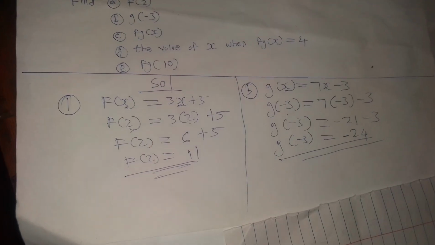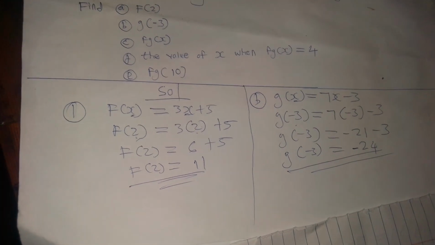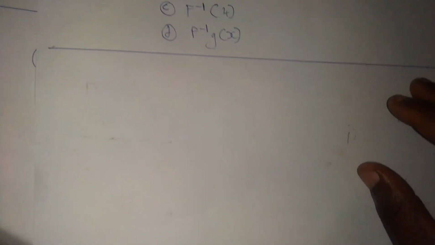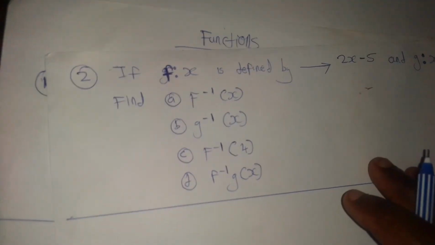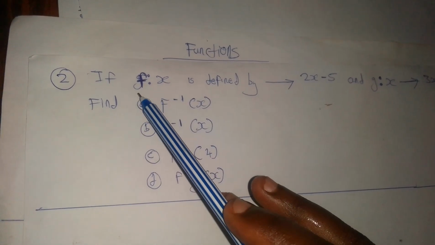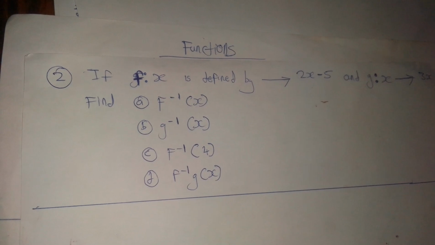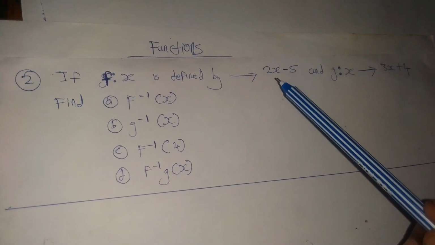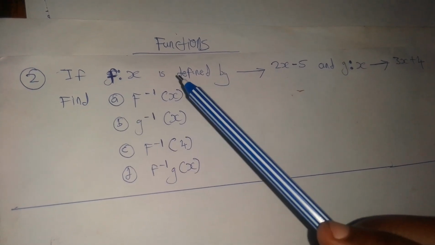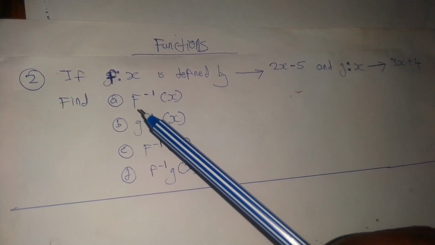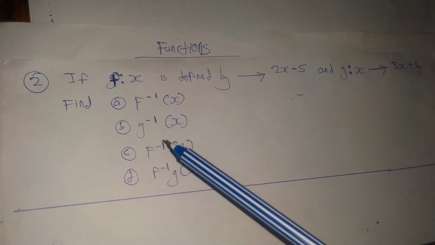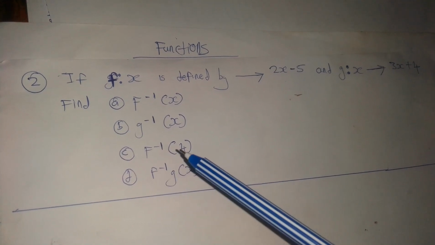So this is example 2. Now they say if f of x is defined by 2x minus 5 and g of x is 3x plus 4, find a, the inverse of f of x, g inverse of x, f inverse of 4, f inverse g of x.